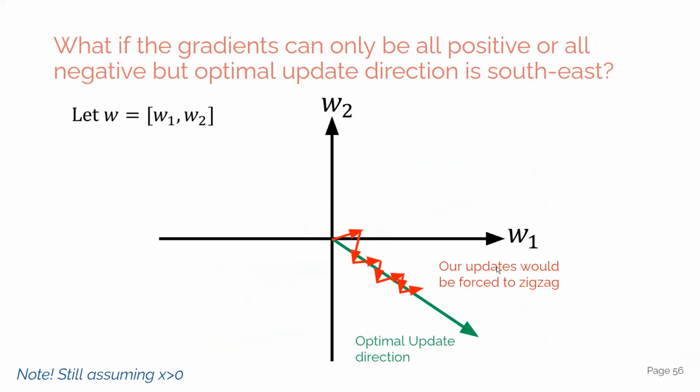So your updates would be forced to zigzag if all your inputs are all positive. That is one of the issues with sigmoid functions, because you end up with values ranging from 0 to 1. Now your data is not zero-centered, and this is what's going to happen eventually. So it needs more steps for you to get to the optimal value.